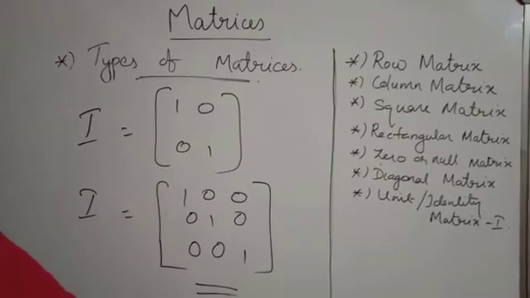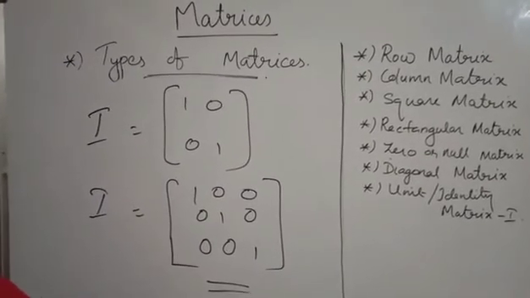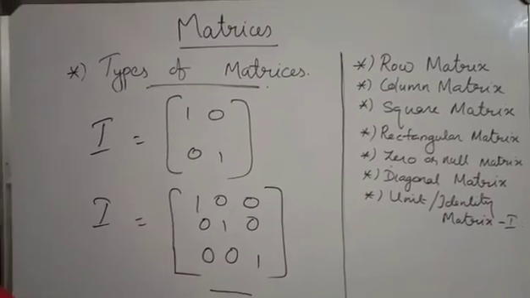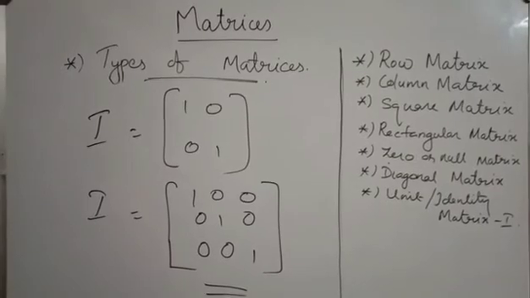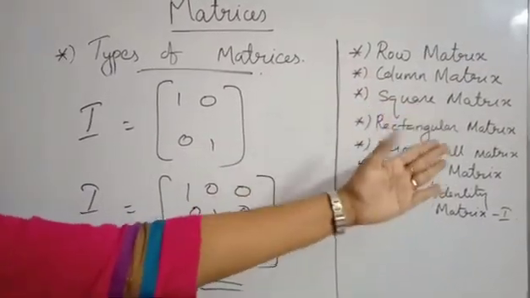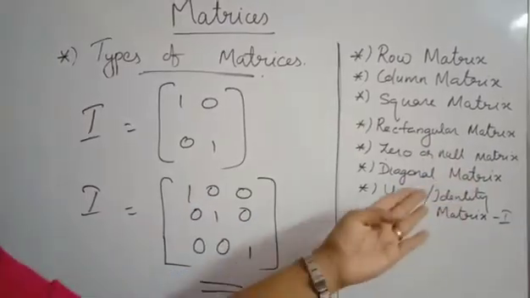So this was the basic introduction about matrices, and in this class you have seen the definition of a matrix, order of a matrix, element of a matrix, and the types of matrices. In the types of matrices you have seen row matrix, column matrix, square matrix, rectangular matrix, zero or null matrix, diagonal matrix, and the unity matrix.